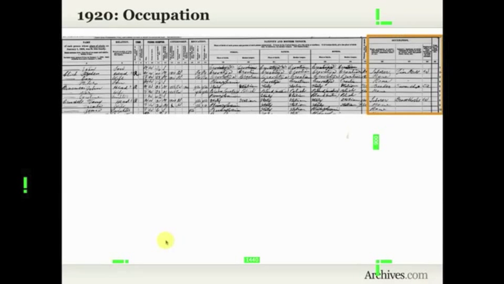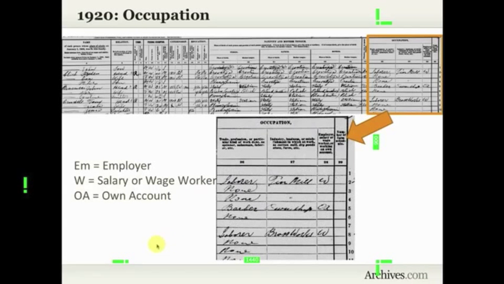And then occupation. So we will see the trade or profession that they do and what industry it's in. And then there's a column over here to tell what type of worker they were. So were they an employer? Were they a salary or wage worker? Both salary and wage workers are denoted with a W, such as this barber who had his own shop. He was self-employed. He worked on his own account.